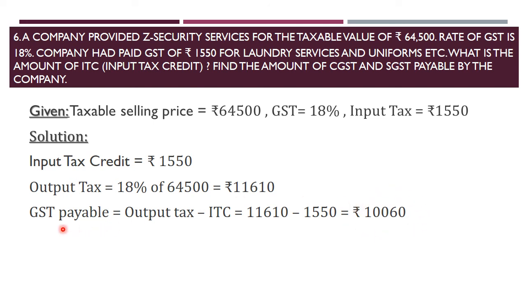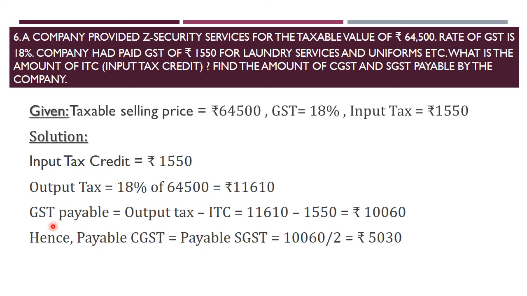So once you find GST payable, then CGST and SGST payable is simple. It is just half of 10,060, which will be 5,030 rupees. So CGST is also 5,030 and SGST is also 5,030.